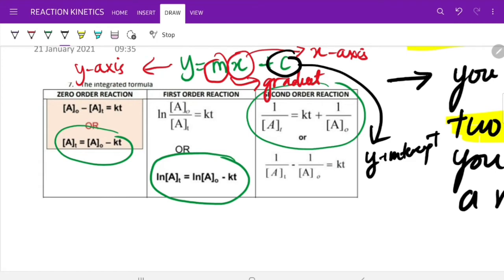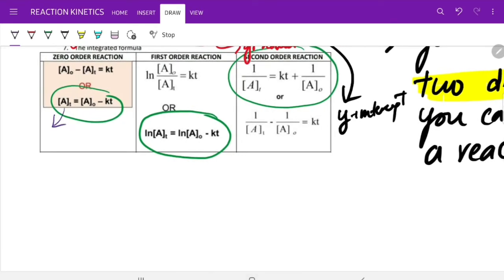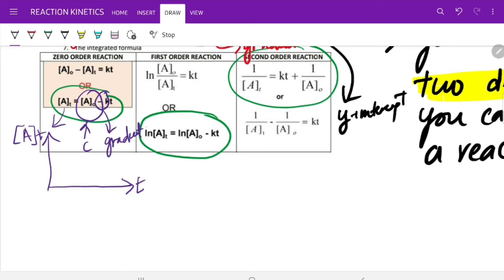Alright, let's look at the zero order reaction. If it's a zero order reaction, that means you have to plot a graph of concentration versus time. So [A]0 is your c or y-intercept, and your gradient should be negative k. So this is your gradient. If you plot a graph of concentration versus time and you get a straight line like this with a gradient of negative k, that means it's a zero order reaction. But if you don't get a straight line but a different kind of line, or a curve, that means it's not a zero order reaction.